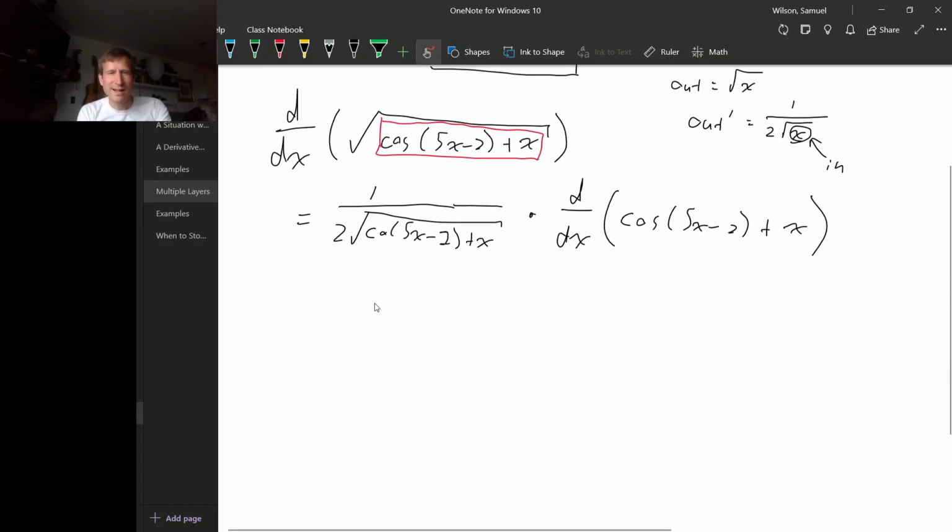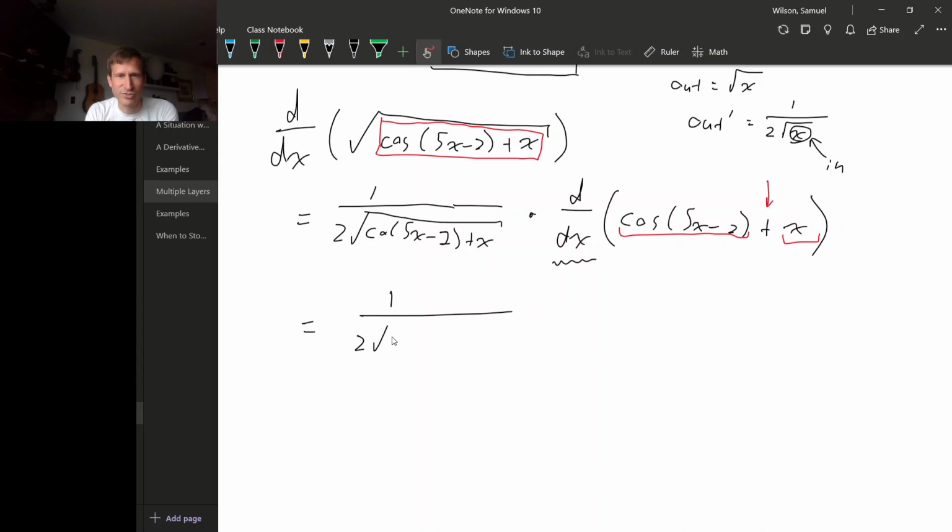Okay, well, now we need to worry about this derivative, right? We still have a derivative left to compute. For this derivative, the operation that it sees isn't the cosine, it's actually this sum. Remember that the derivative sees the last operation that happens in an expression when you're on the outside moving in. And the last operation here is the addition of this cosine piece with this x. So this first piece is going to stay the same, 1 over 2 square root cosine 5x minus 2 plus x.